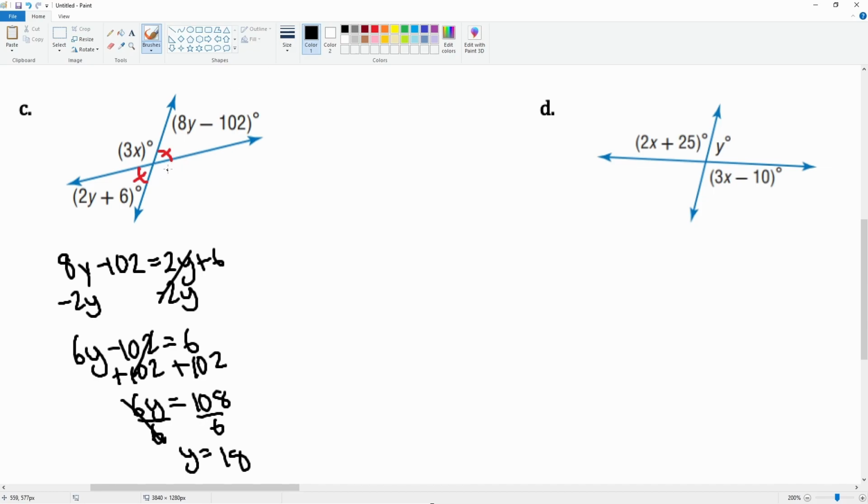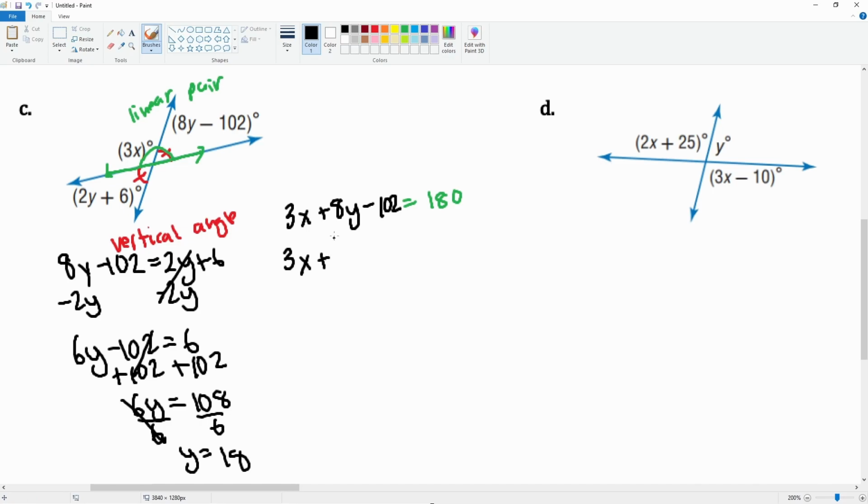Then we need to know what x is. Again, we set this up because these were vertical angles. Take a look at what the x value is here. This forms a straight line, so this is going to be a linear pair. Those add up to 180 degrees. 3x plus 8y minus 102 is equal to 180 degrees. We can solve for this because we actually know the value of y, which was 18. Notice this is now one equation with one unknown.